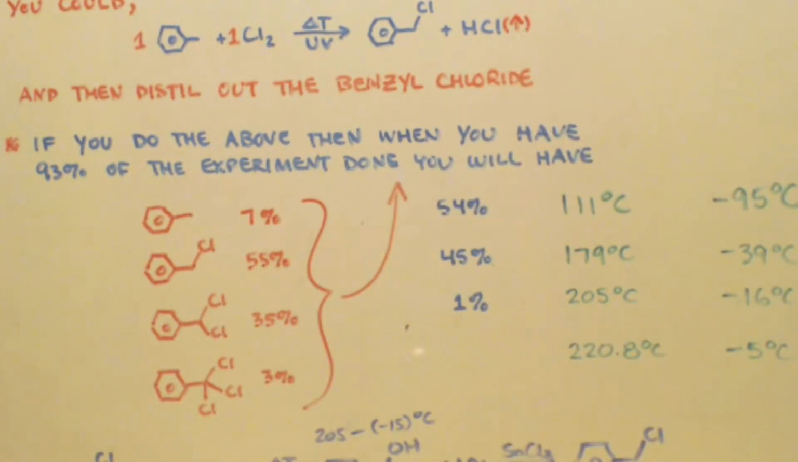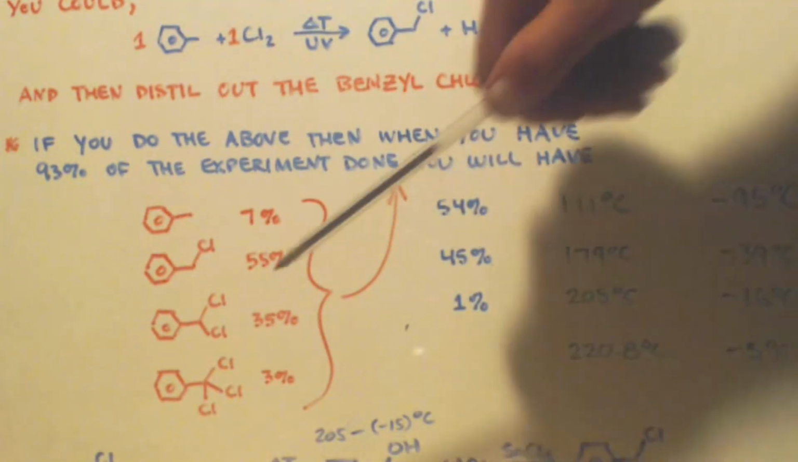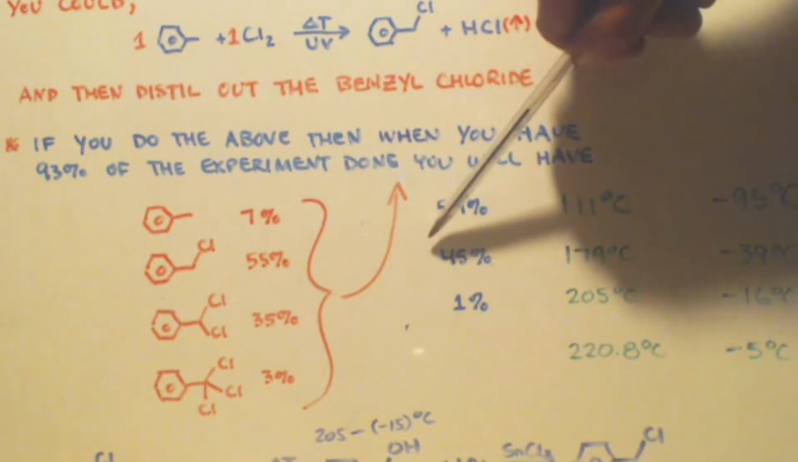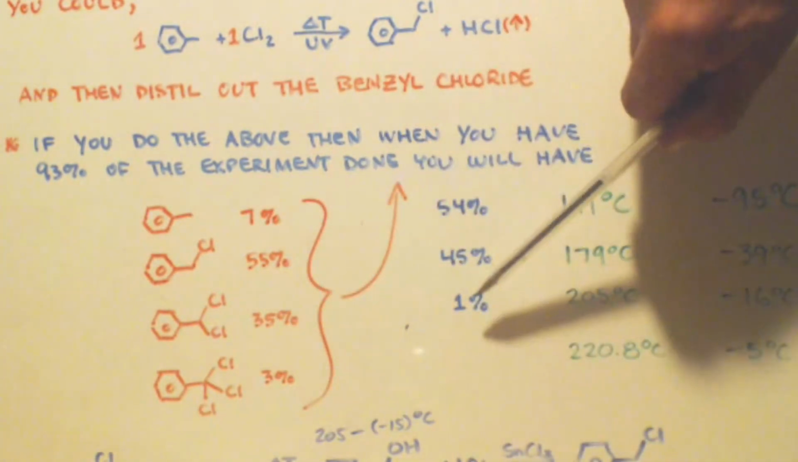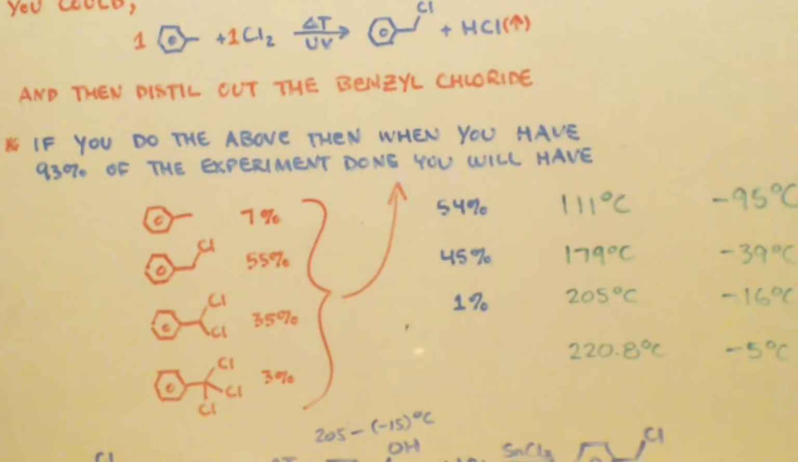So why would you do this method where you're putting 1 for 1 mole, and you only get 55%? This one you get 45%. It's almost as much. And you get pretty much 0, 1% of this. Come on, 1% compared to 35? That's a big difference. And 0 compared to 3?